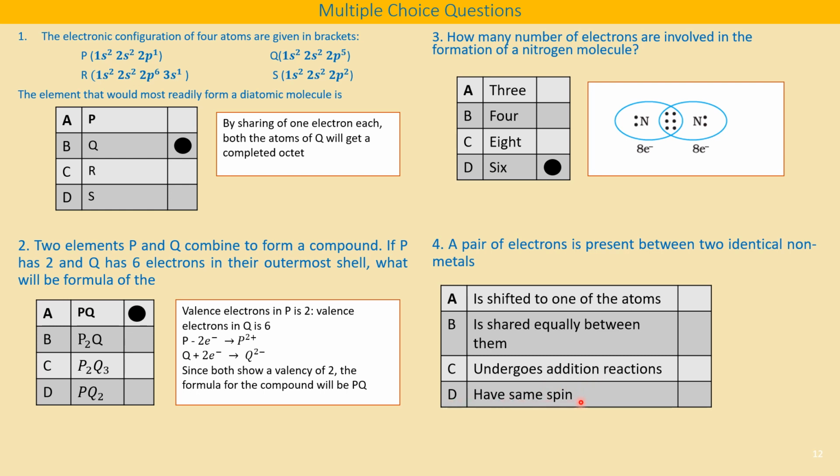You have to identify the correct answer. And the correct answer is option B. That is, a pair of electrons present between the two non-metals is shared equally between them.